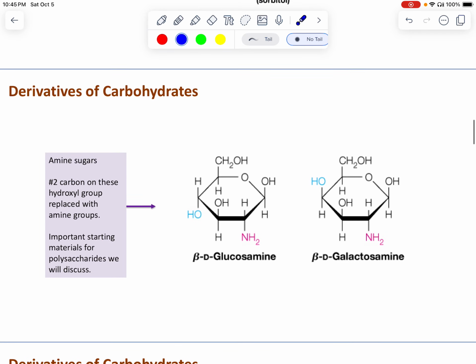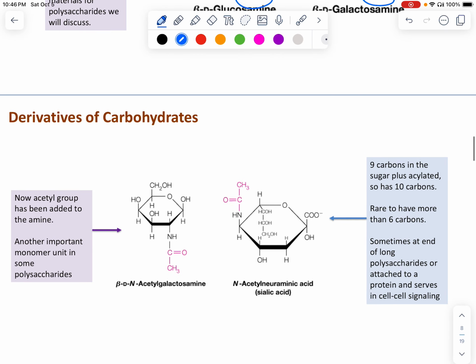We can also have amine sugars. So here we see these amino groups substituted in for some of those hydroxyl groups. These are two different ones, glucosamine and galactosamine. These are important starting materials for some polysaccharides we will discuss in a minute.